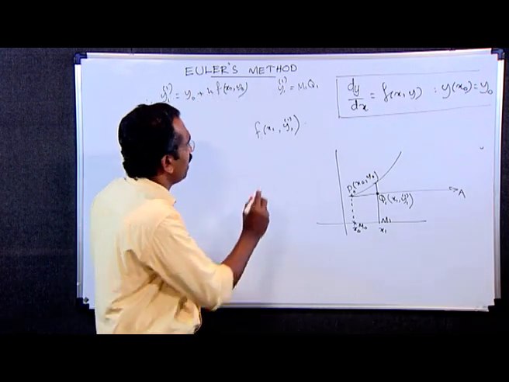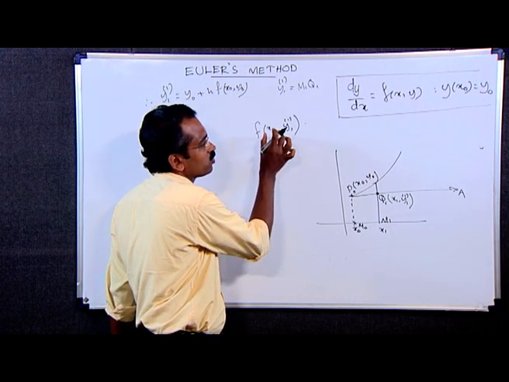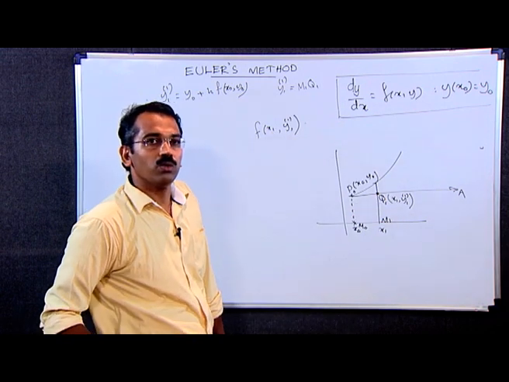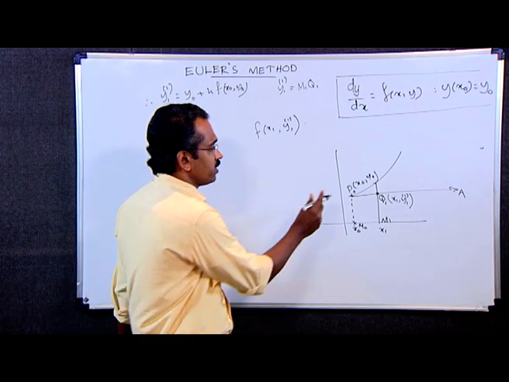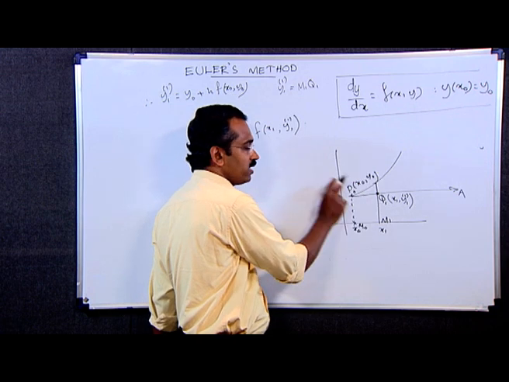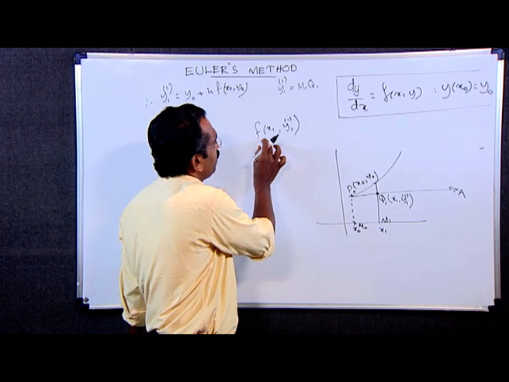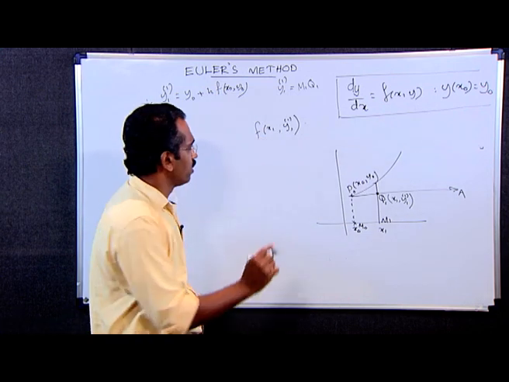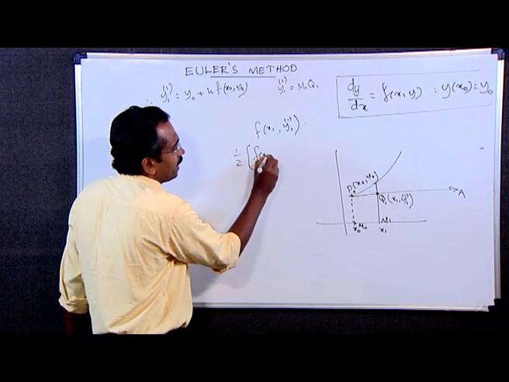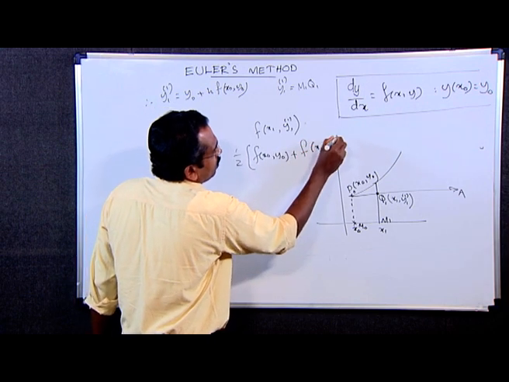And take the average of f(x1, y1^(1)); this means the slope at x1, y1^(1). Now we take the average of the slopes at p naught, that is, we take the average of f(x naught, y naught) and the slope at q1, that is f(x1, y1^(1)). The average is 1/2 into f(x naught, y naught) plus f(x1, y1^(1)).